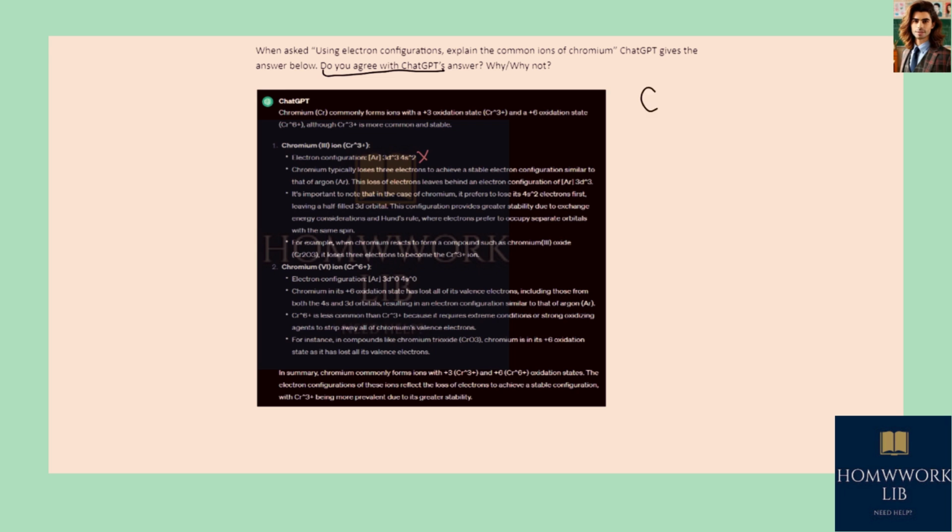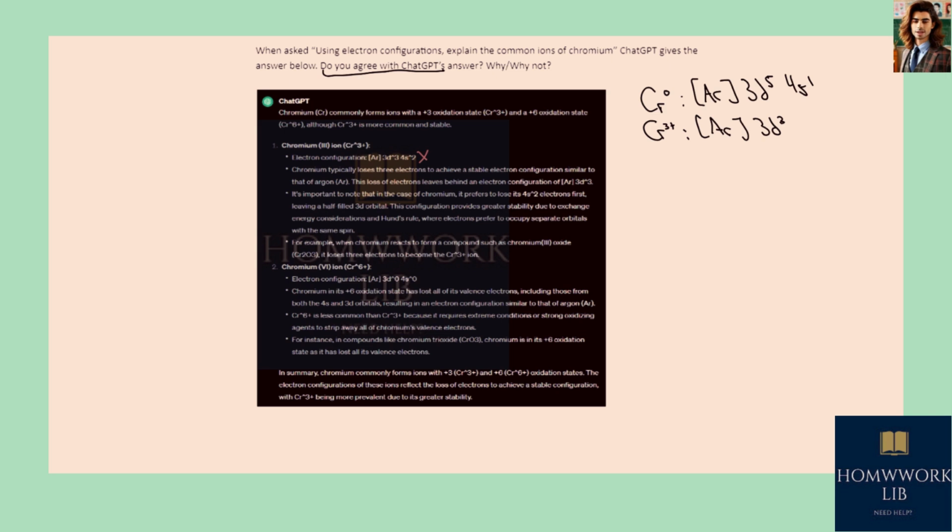Remember that chromium 0 is going to have the electron configuration of argon 3d5 4s1. So for this reason, after losing 3 electrons, chromium 3 plus is going to have the configuration argon 3d3. So this electron configuration is going to be incorrect.